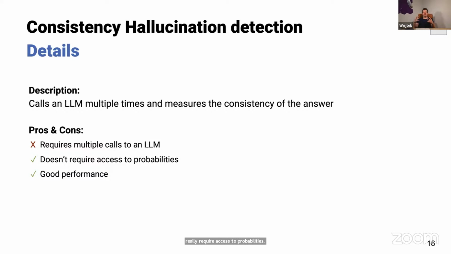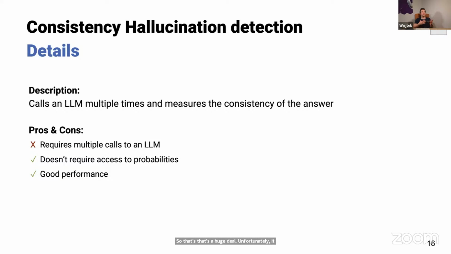So if we want to work with an LLM that doesn't output token probabilities directly, such as GPT-4, we can use it. That's a huge deal.